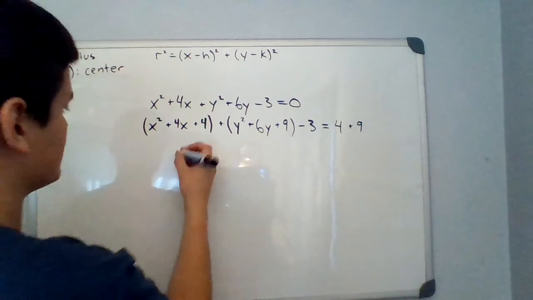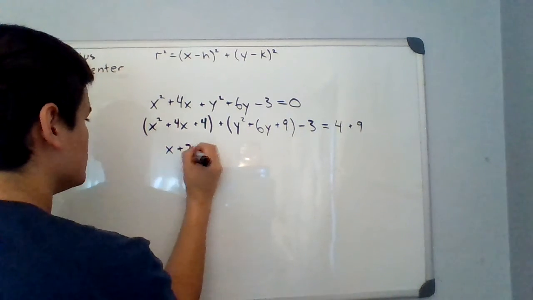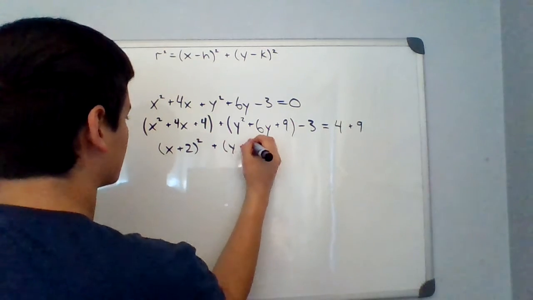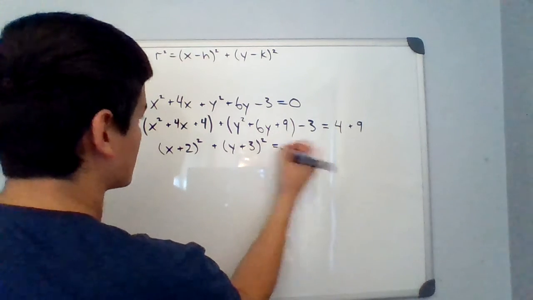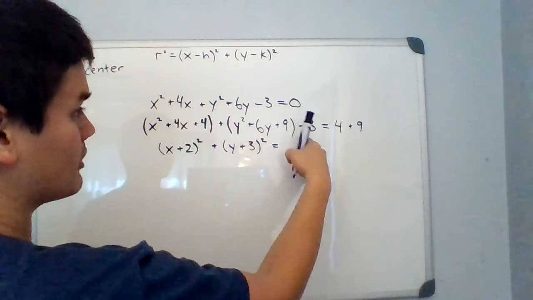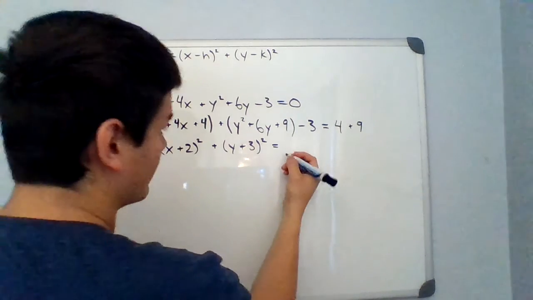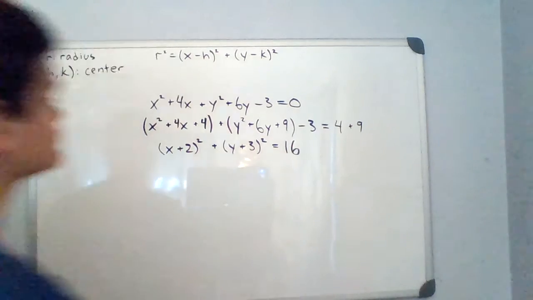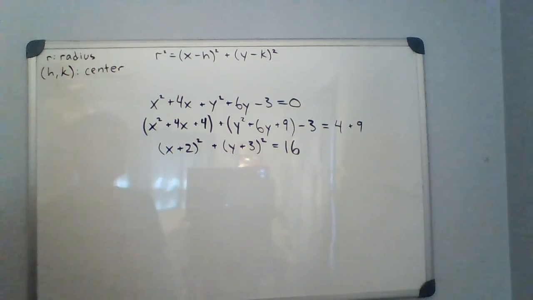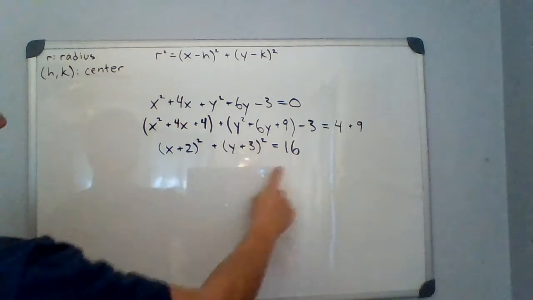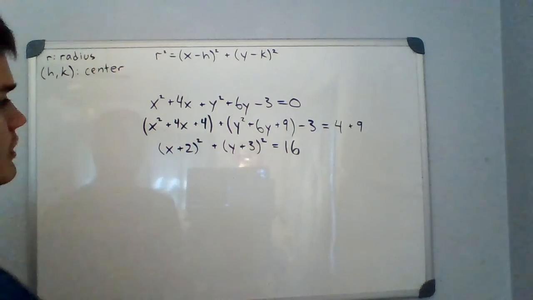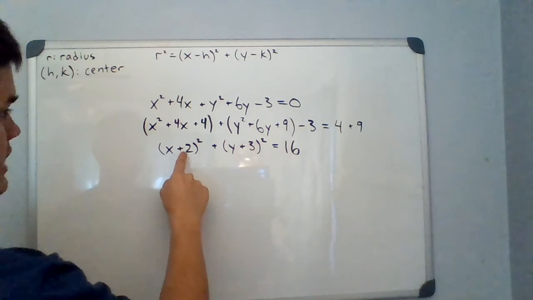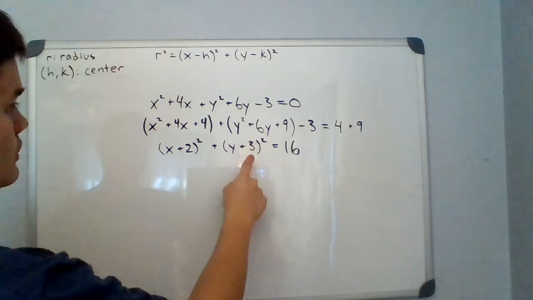And then I can condense these into (x plus 2) squared plus (y plus 3) squared. And then 4 plus 9 is 13, but I'm also going to add 3 to the other side to get rid of that negative 3 on this side, and I'm left with 16. So now we can see this fits in with our algebraic definition of a circle up here. In other words, we have a radius of 4, and we have a center at (negative 2, negative 3).